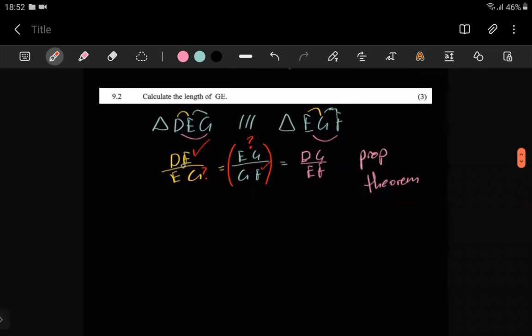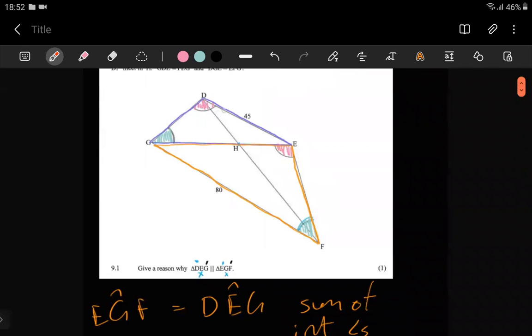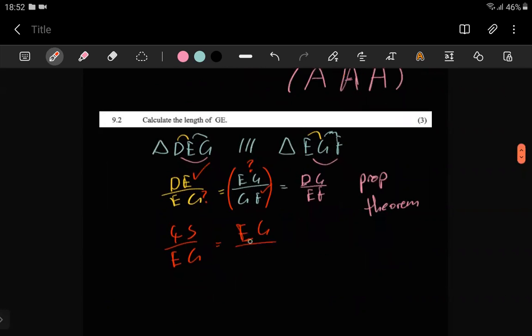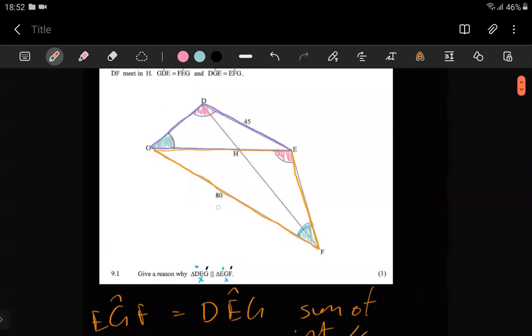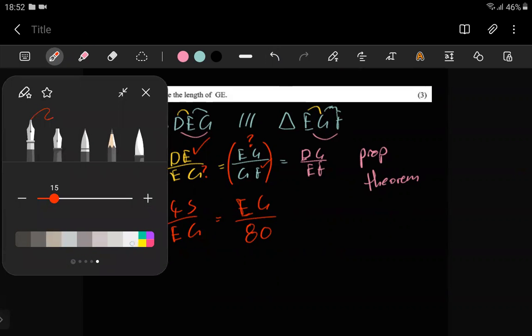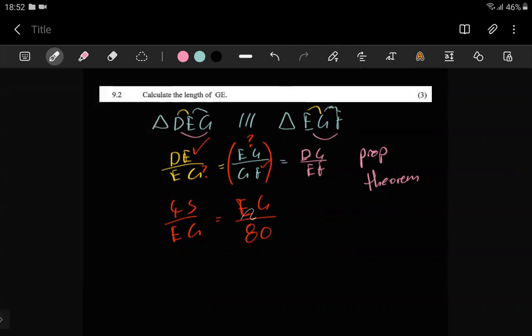It looks as though these two are what we can use to answer our question. So in the next line where the DE is, we can just drop the 45. EG is what's missing. And then here we have GF, which is 80. So there's 80 here. With all this being said, we can now cross multiply to work out EG. Cross multiplying again, I have EG squared here.